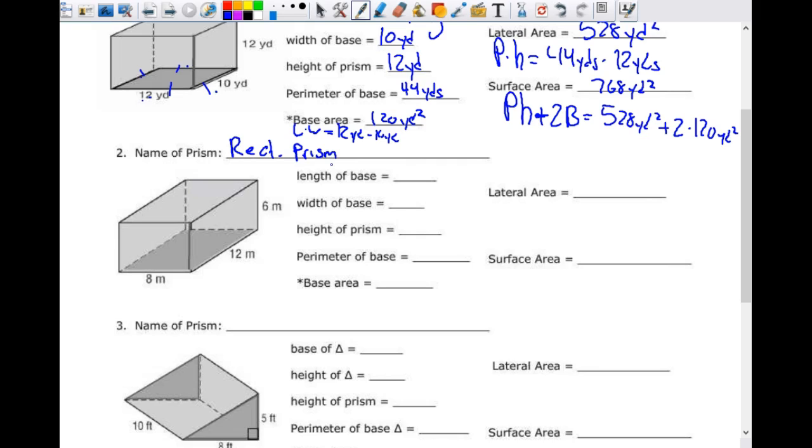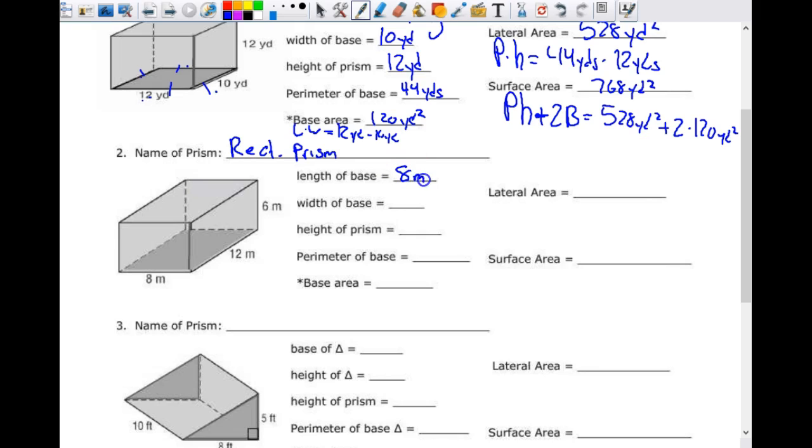What is the length of the base of this rectangular prism? Who should I call on? Oh, I know. Brianna. What is the length of this rectangular prism? Are you sure about that? Yes. What else could it be? Okay. It can be both.